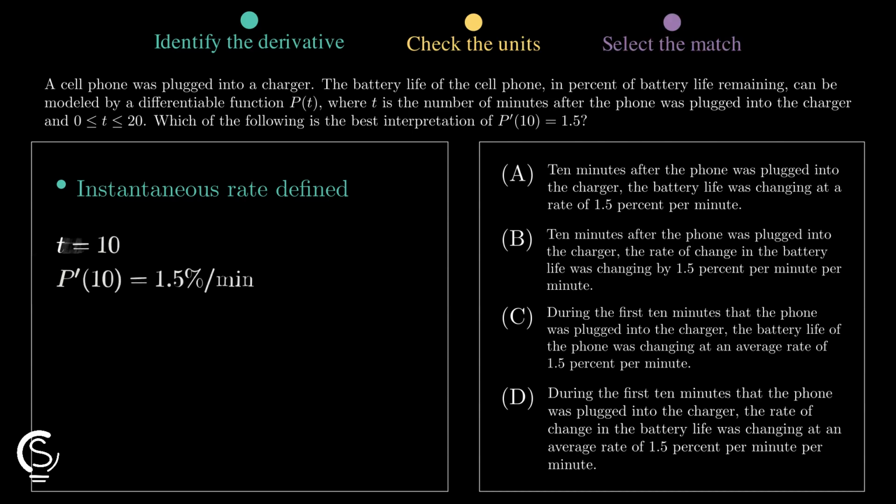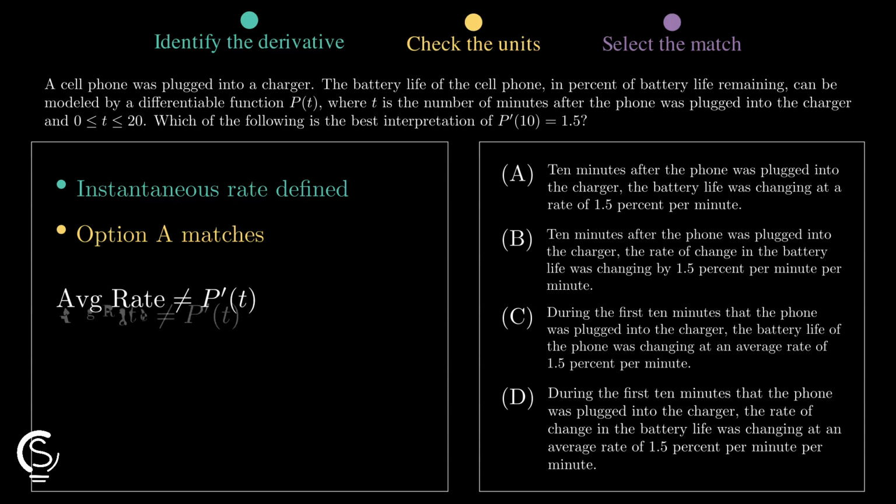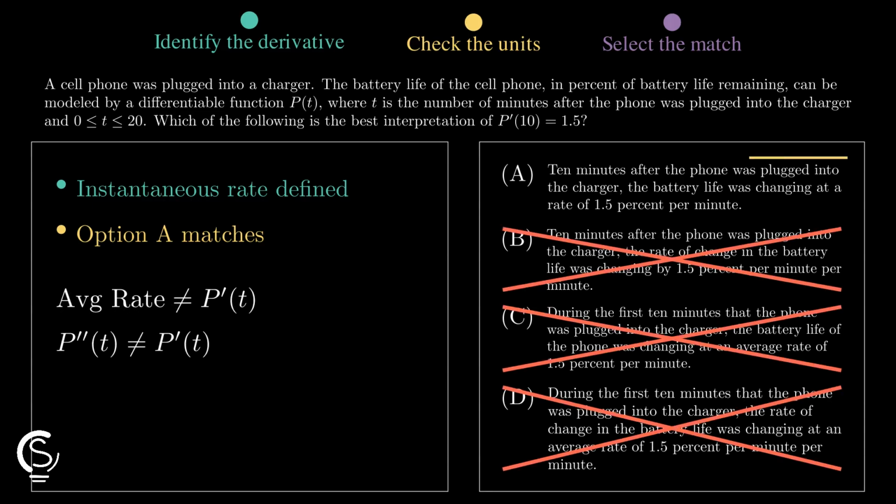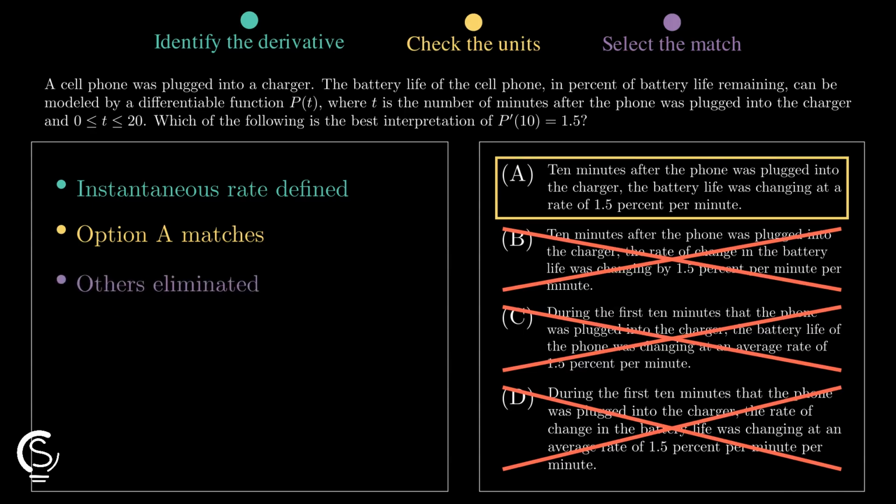Option C and D describe average rates, which involve secant slopes. Option B describes the second derivative, which is not what p' represents. That confirms our final answer choice.